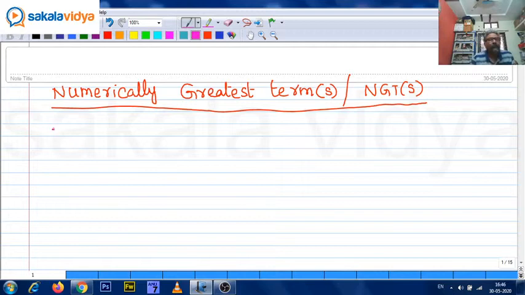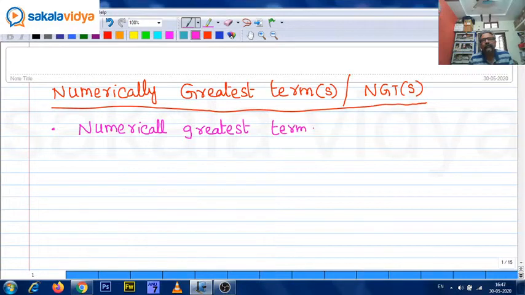So how to find out the numerically greatest terms? See, the numerically greatest term or terms in (1 + x)^n. Actually, the numerically greatest term we can find out in standard form only. If it is not in the standard form, we need to put it in the standard form. Understood now? So that's why the numerically greatest term in (1 + x)^n, we need to find using two cases.